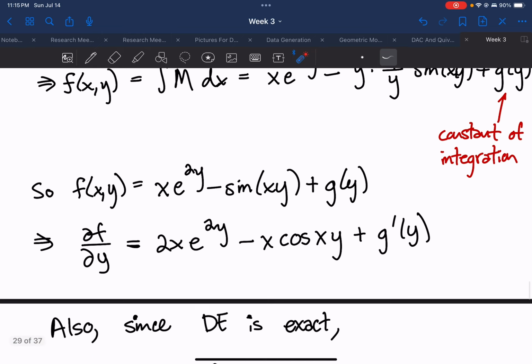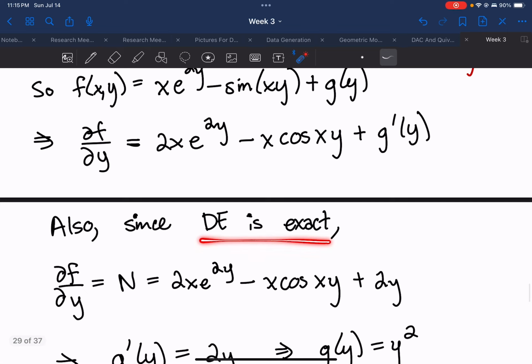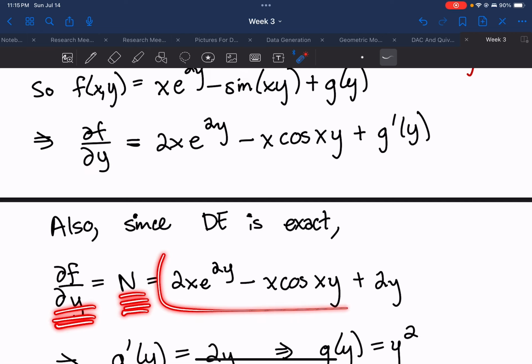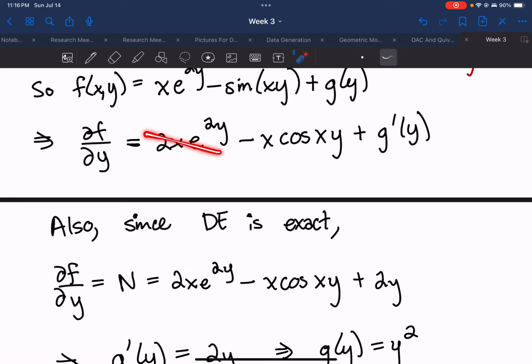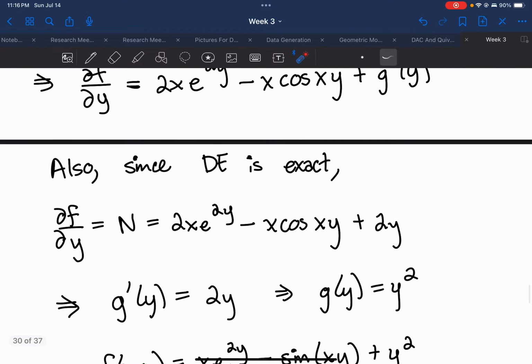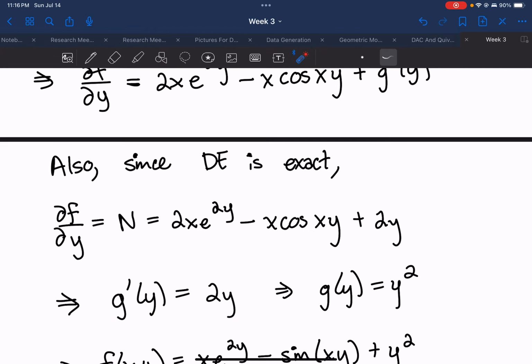Since this differential equation is exact, this partial f partial y better equal n, which is this. And just by comparing, we can see that g prime of y is 2y. And then integrating this dy, we get g of y equals y squared.